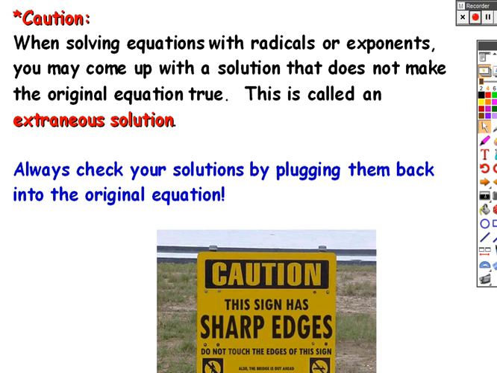All right, here we go. Section 5, we're solving radical equations. You've certainly done this in Algebra 1 before, solving equations with square roots. Now we're going to extend that to cube roots, fourth roots, fifth roots.